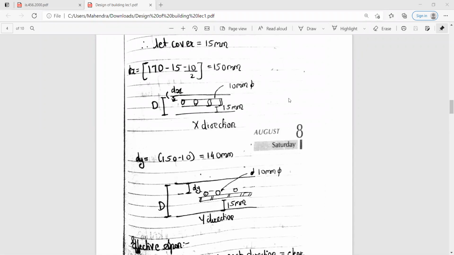Yes, Mahfouz, understood. They have mentioned that up to 12 you can take, but we had considered the 10 mm diameter reinforcement. Yes, and did you understand or not?